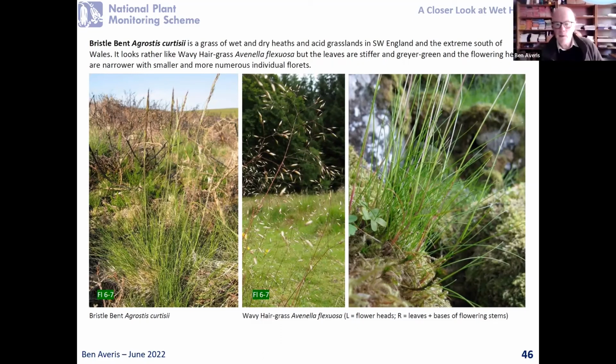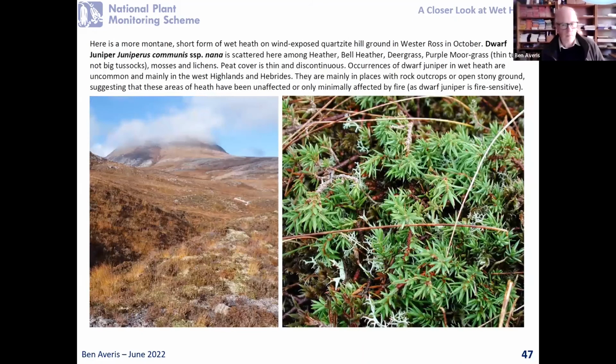And it's got very thin, wiry leaves and tufts, making it look a bit like the much more common wavy hair grass that's in those other two photos there. Flower head's very different, narrower, but these are grasses that you can find equally in wet heath and dry heath. And in the next picture, because that bristlebent is down in the southwest, we're going north again, towards the more montane end of things.